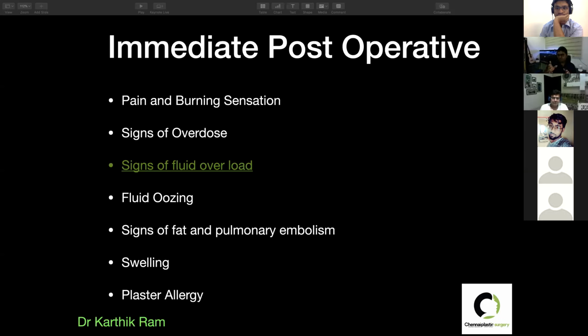Make sure that it's not very tight, because in most of the countries abroad, the US and UK, they use two sets of garment. Initially, the garment will be loose, and then they increase the pressure. The second set of garment they give on the 10th day, and even a third set after a month, because they keep increasing the pressure. So what I'm trying to say is the pressure should not be so much in the initial period.